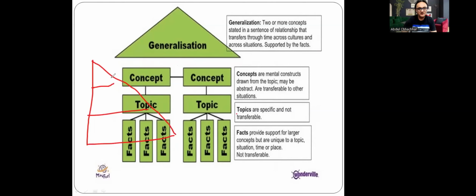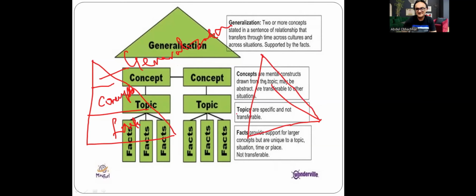So in the pyramid, first we have the generalization. Then we have the concepts. And after that, we have the facts. In the guide, it said that we have to go for the principles. These are the principles. Okay, we can get. Then concepts. Okay, then perspectives, and then facts.